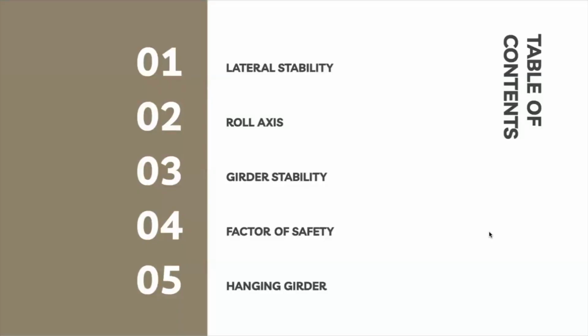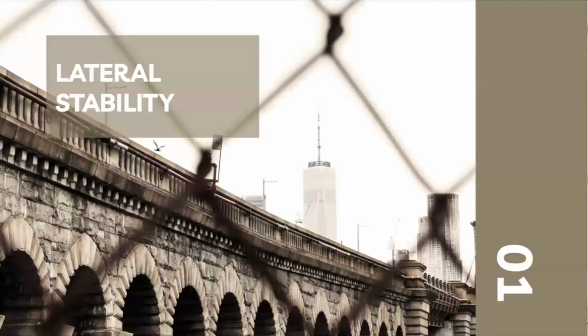So, just a little overview. We are going to be talking about lateral stability, rolling axis, girder stability, factor of safety, and hanging girders. So, first off, lateral stability.